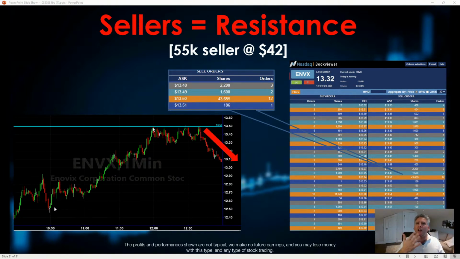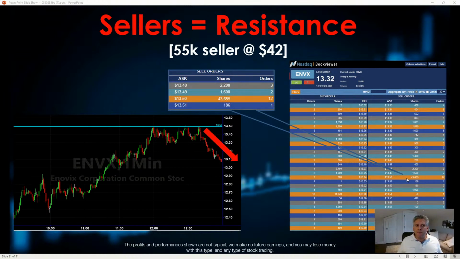After 30 minutes, it decides to go down. Why would it go down? Well, because it met its match. If you look on the sell column and you work your way down, what's very obvious is there's a 43,000 share seller out there, and there are 12 orders that make up that 43,000 at 13.50.